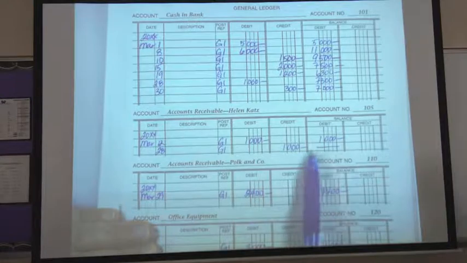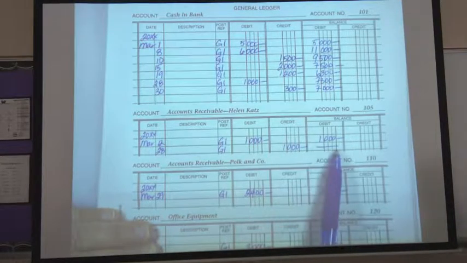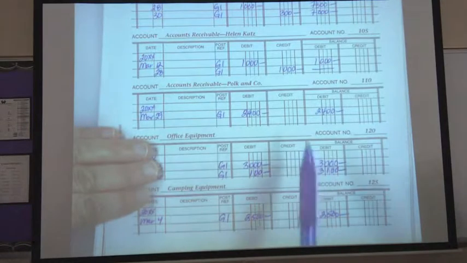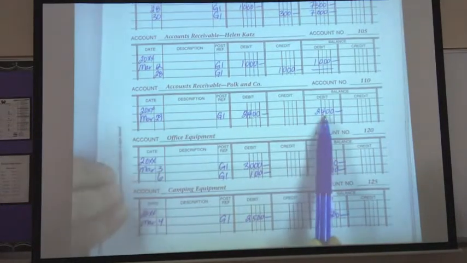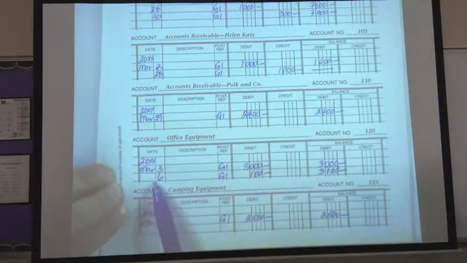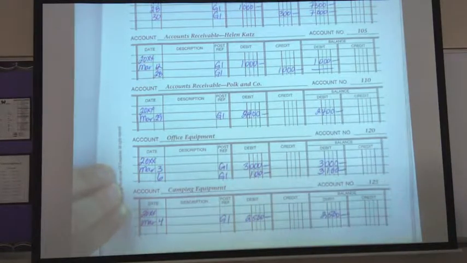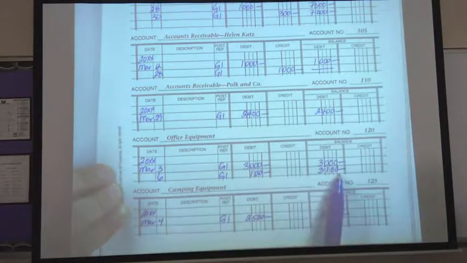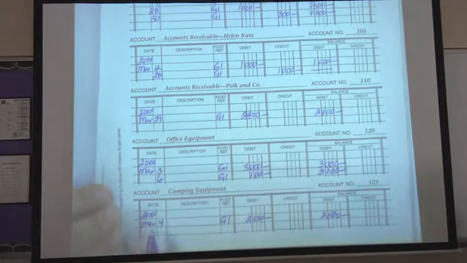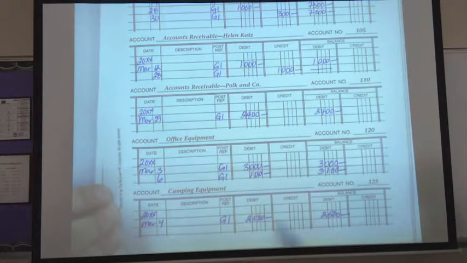Accounts receivable held in cash should have been a blank or just a straight line because it was a 0 balance. Accounts receivable Polk & Company had 24,000. 2,400. Office equipment 3,100 on the debit side. Camping equipment 2,500 on the debit side.